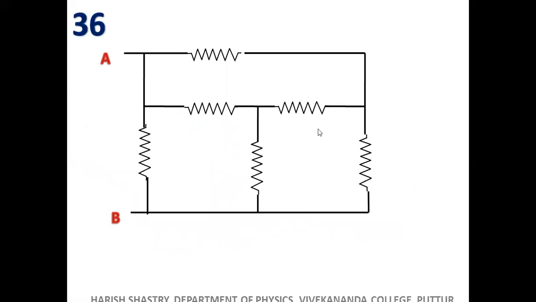This one, the 36th one. Can you see a Wheatstone's network here? There is a Wheatstone's network, and there is an extra resistor also. By keeping that extra resistor aside, you must be able to see a Wheatstone's network. Of course, the first time it is very difficult. Don't feel bad that you don't see any Wheatstone's network here.